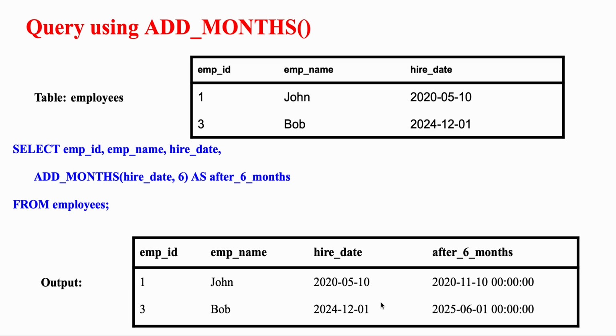Select employee ID, employee name, hire date, add months(hire date, 6) as after 6 months from employees. What this does is for each employee, it shows their original hire date and then calculates the date that's 6 months later using add months. Looking at the output for John, his hire date was May 10, 2020, and after adding 6 months, we get November 10, 2020.